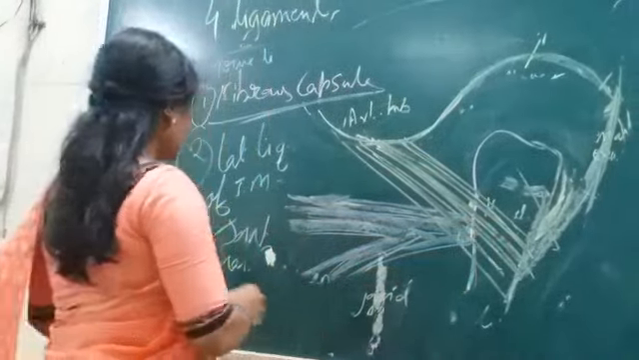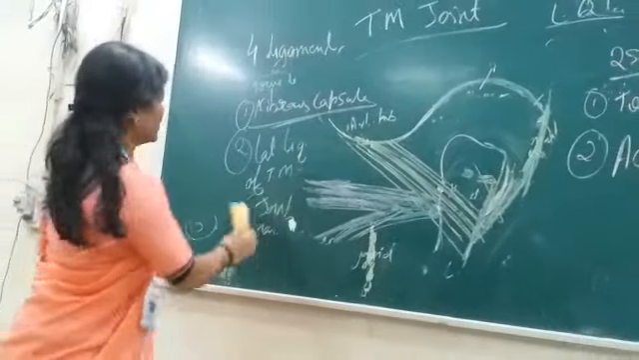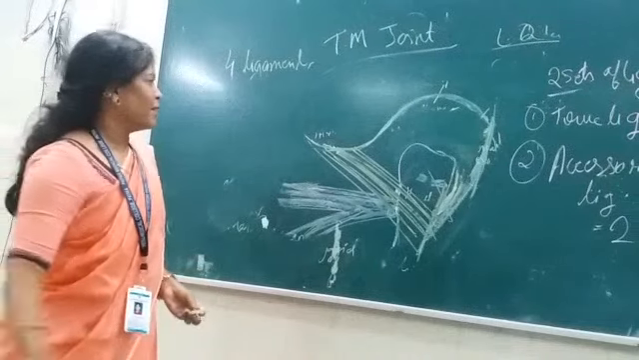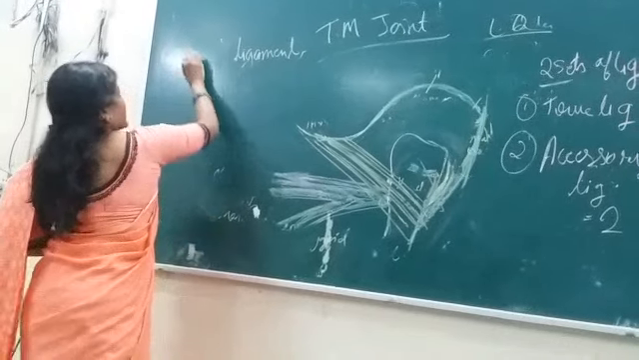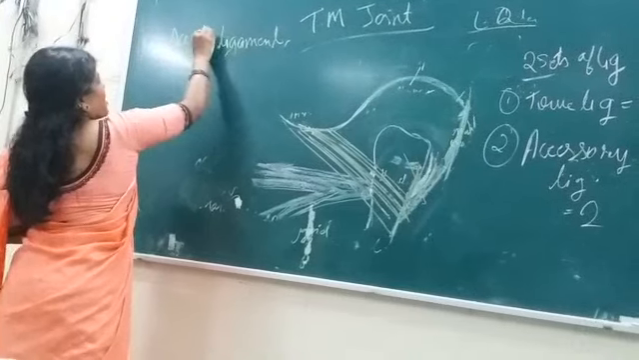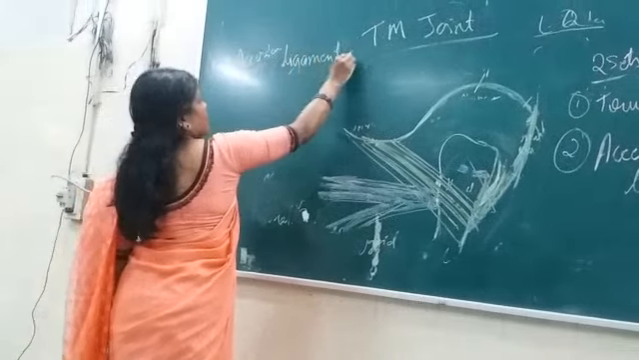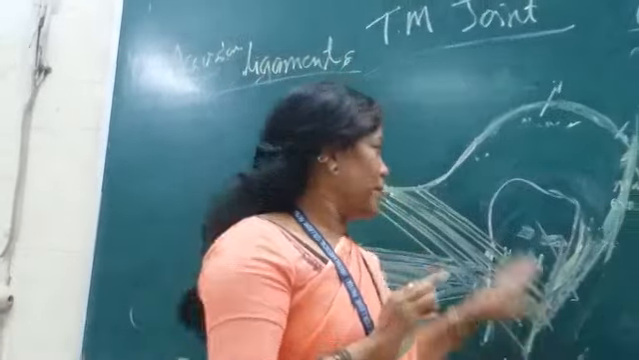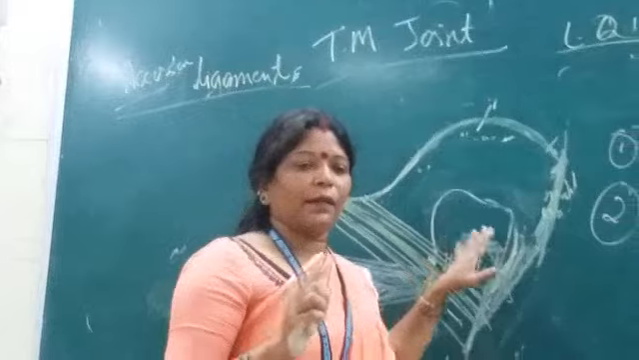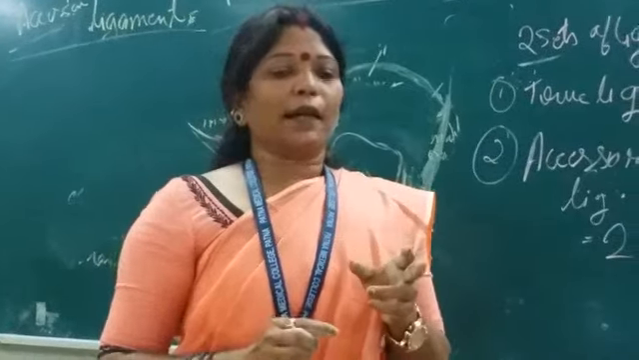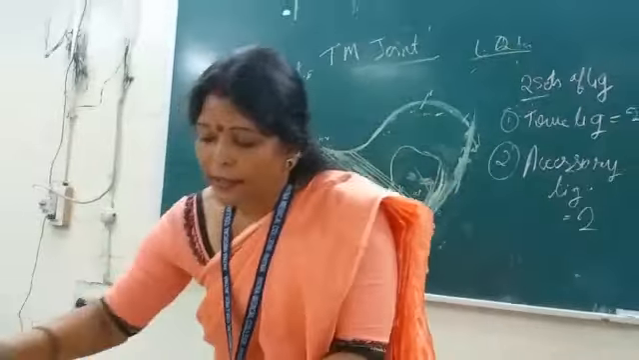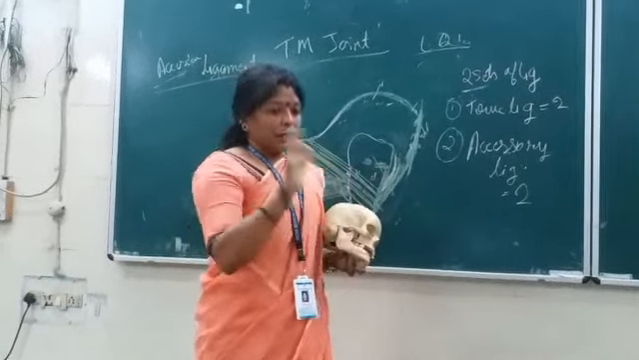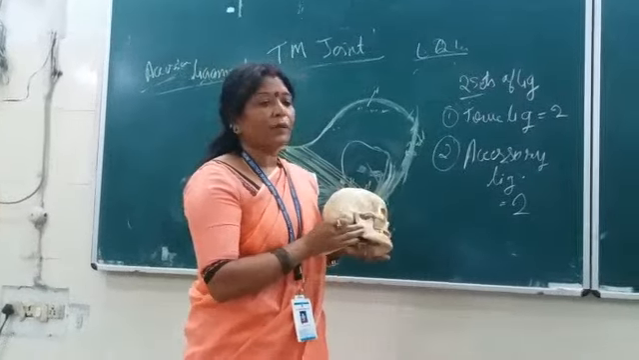Okay. Now, the third ligament is known as the accessory ligament. Accessory ligaments. Anyone? What are those accessory ligaments? The two important ligaments, whenever you are asked in the examination what are the ligaments of the mandible, you have to tell about the ligaments which are attached to the mandible.